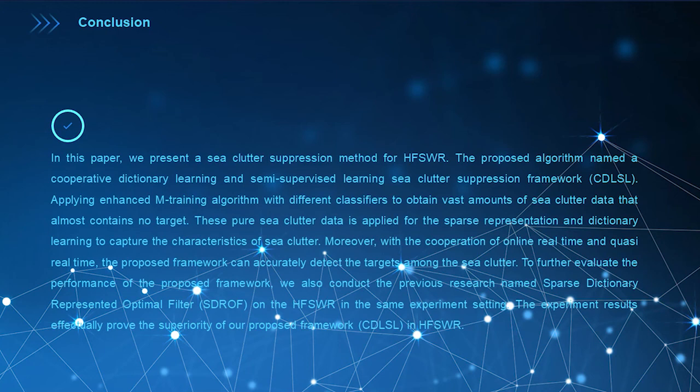This pure C-clutter data is applied for sparse representation and dictionary learning to capture the characteristics of the C-clutter. Moreover, with the cooperation of online real-time and quasi-real-time processing, the proposed framework can accurately detect the targets among the C-clutter.